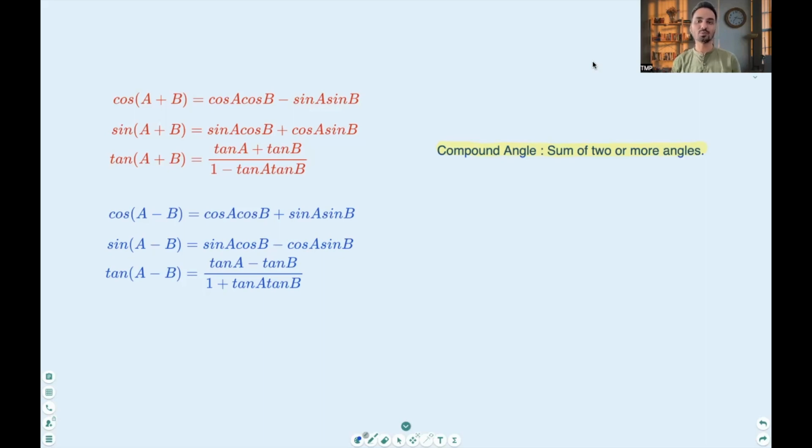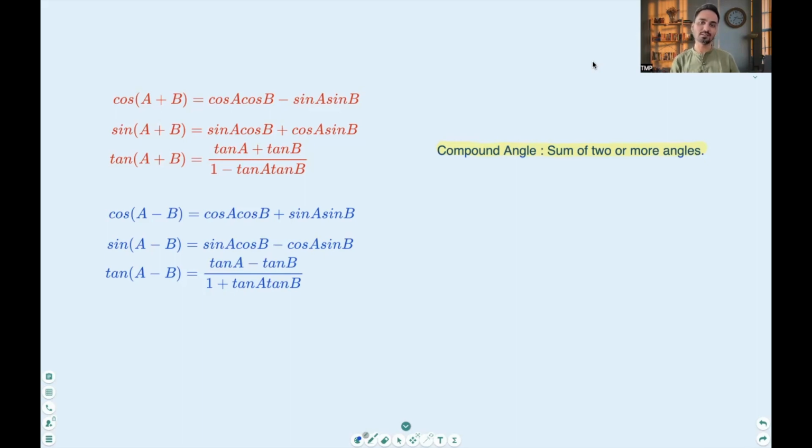In the last video, we discussed the trigonometric ratios of any angle. In this video, we will discuss the trigonometric ratios of compound angles. So compound angles are A plus B, A minus B, A plus B plus C, and so on. An angle which is the sum of two or more angles is known as a compound angle.